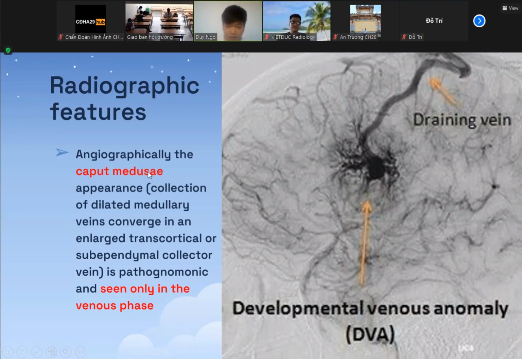Angiographically, DVA can normally be easily diagnosed on CTA or MRI. Normally, they do not require modification like DSA.